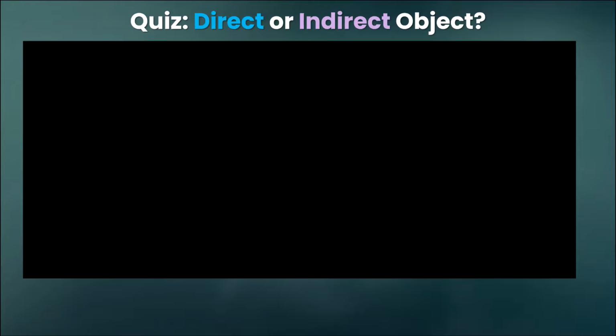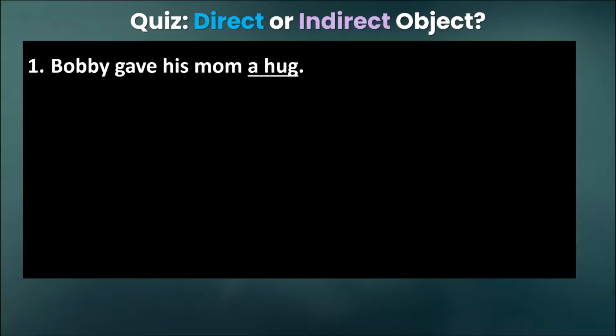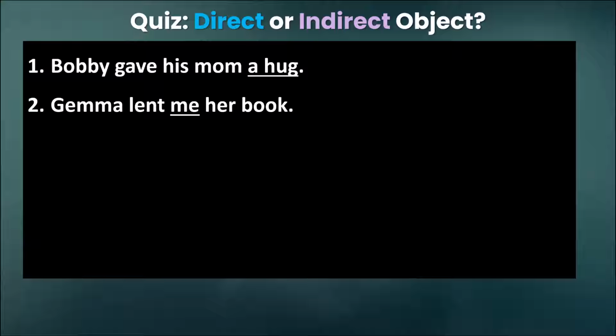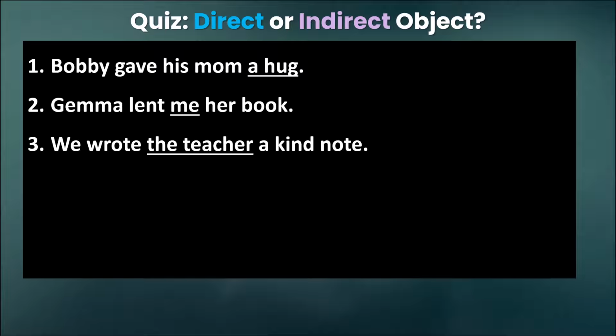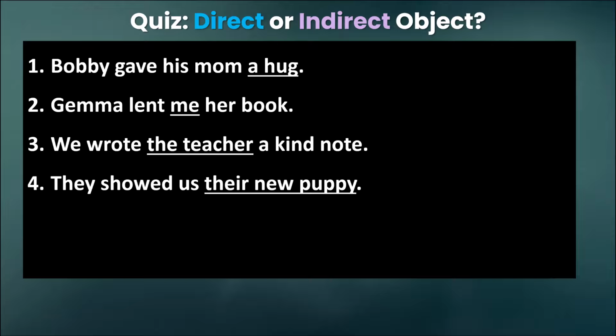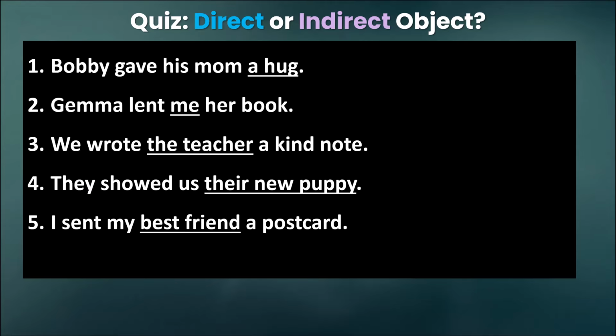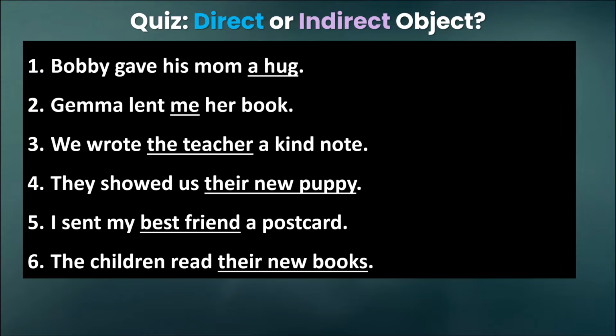So now it's time for our quiz. You must identify if the underlined word is a direct or indirect object. Number 1, Bobby gave his mom a hug. Number 2, Gemma lent me her book. Number 3, we wrote the teacher a kind note. Number 4, they showed us their new puppy. Number 5, I sent my best friend a postcard. And finally, number 6, the children read their new books.